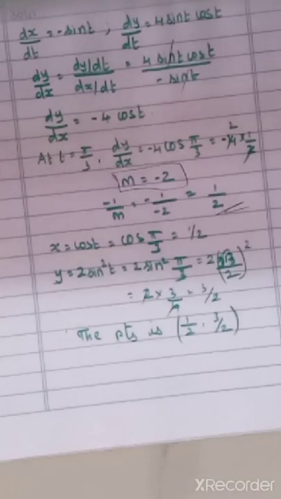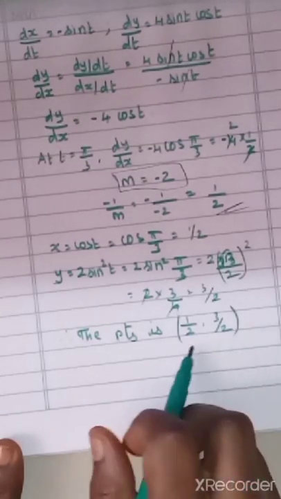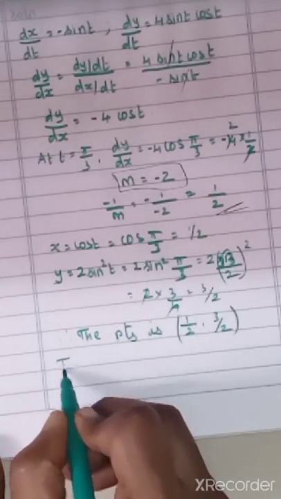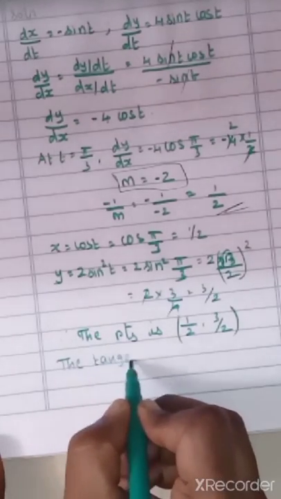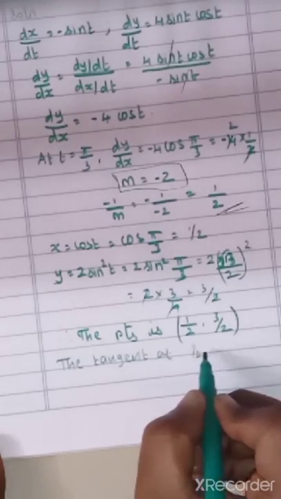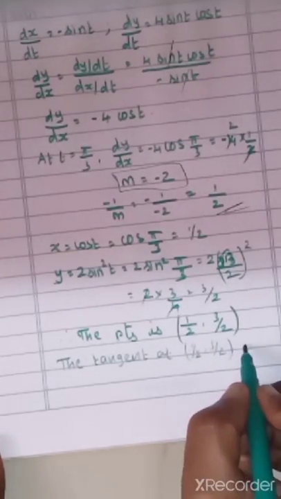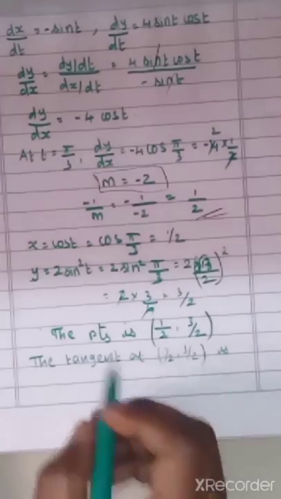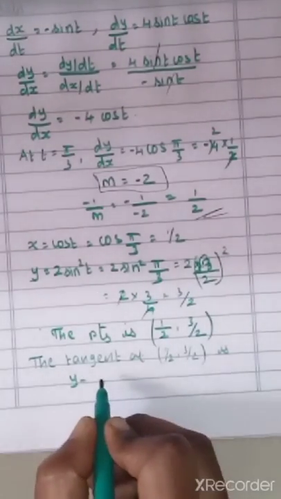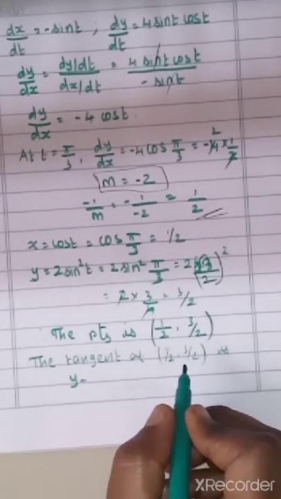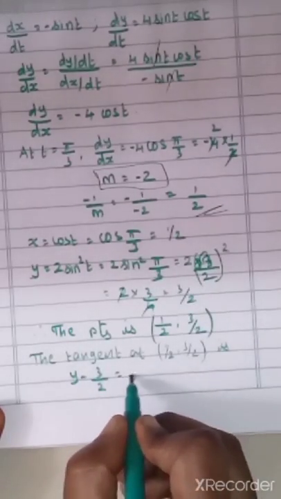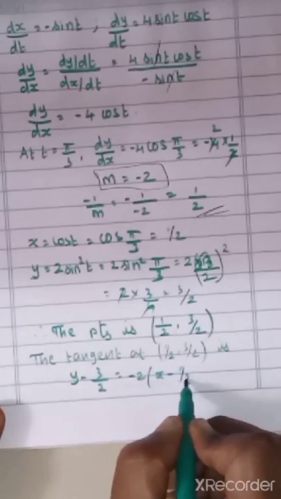Now you can use the formula directly because we know the point, and we know the m value and minus 1 by m value, right? Okay. Now the equation of the tangent at 1 by 2 comma 3 by 2, we can use the formula directly. So what is the formula? Y minus y1 equals m of x minus x1. So y minus 3 by 2, y1 value is 3 by 2, correct? So y minus 3 by 2 equals, what is your m value? Minus 2. Minus 2 of x minus 1 by 2.